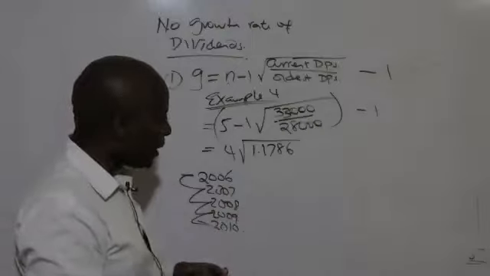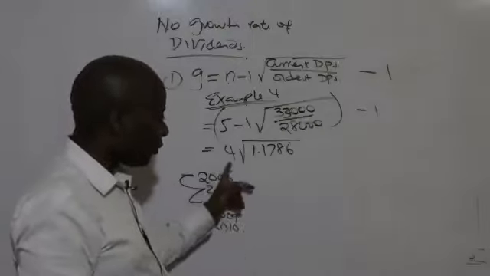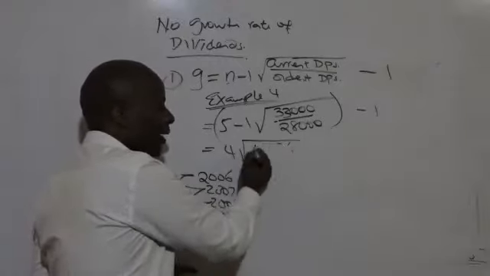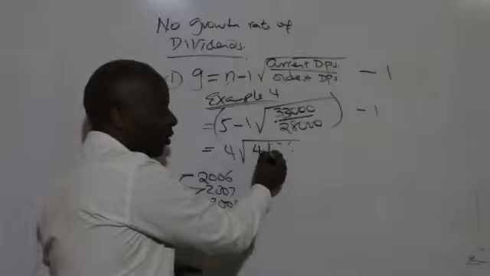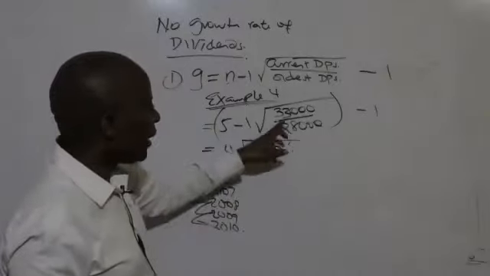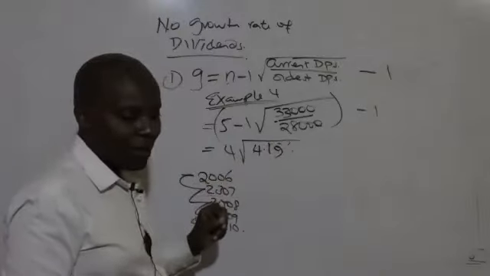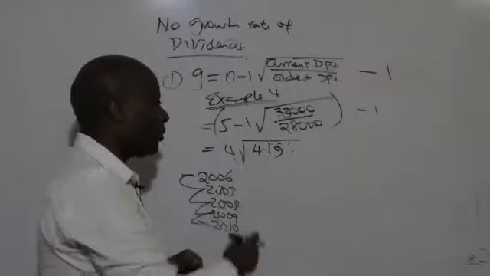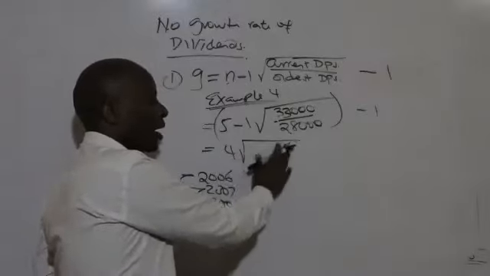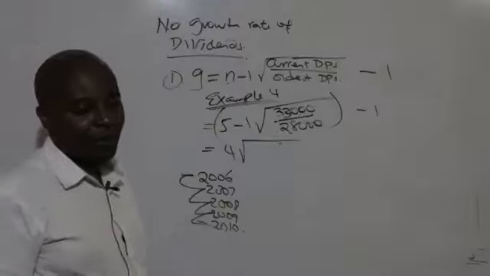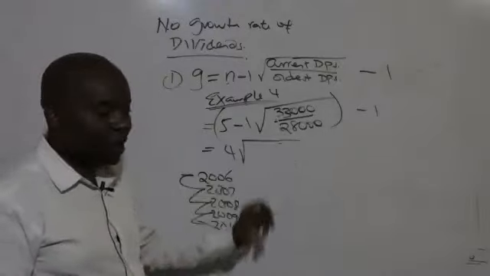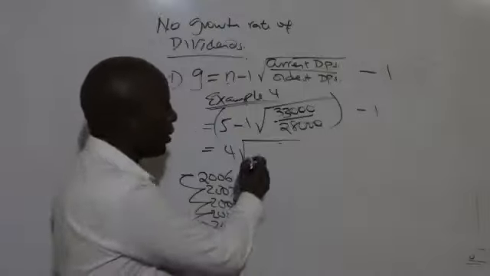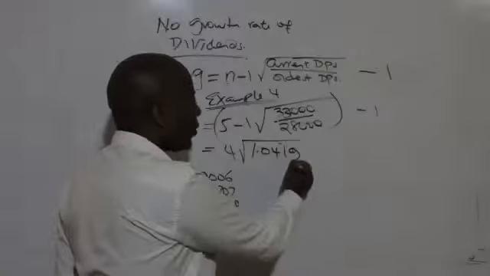Before the percentage, are they able to get the fourth root of this? What is inside should be 1.1786. It can't be 4, because 33,000 divided by 28,000 cannot be 4. Somebody give me what 33,000 divided by 28,000 is here.